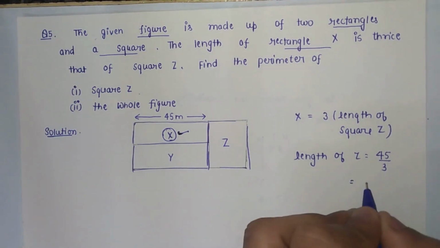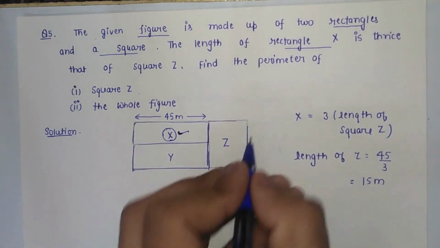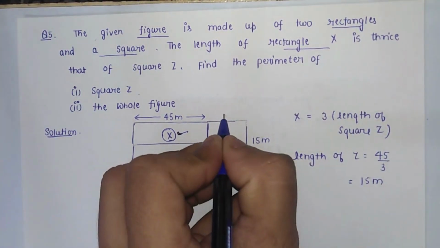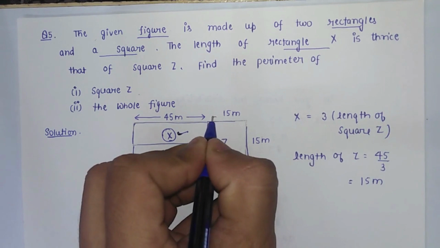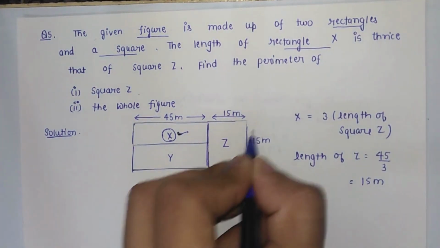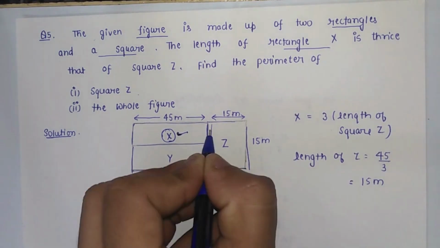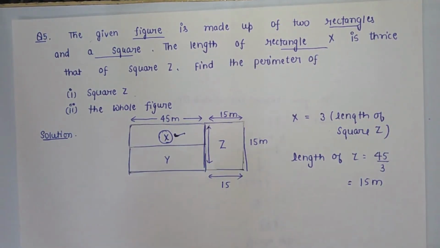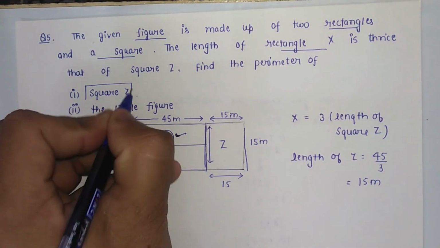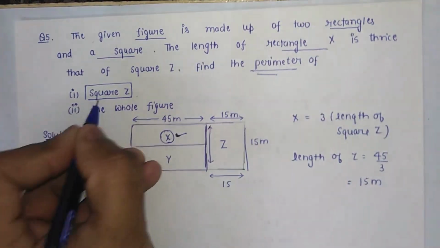So length of square Z will be equal to 15 meter. So this is 15 meter. This is also 15, because in a square all sides are equal. So this is also 15. This is also 15, and this is also 15 if you want to write down. Now, what is being asked? First, it is asked to find the perimeter of square Z.